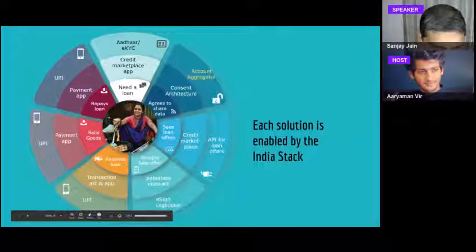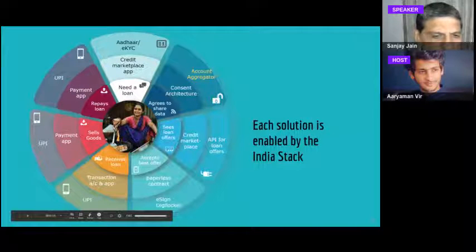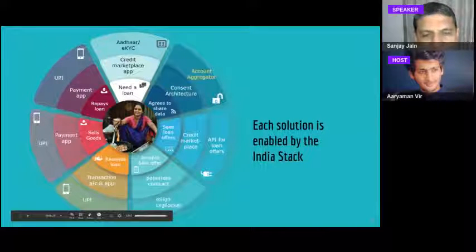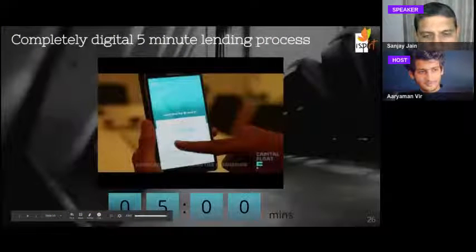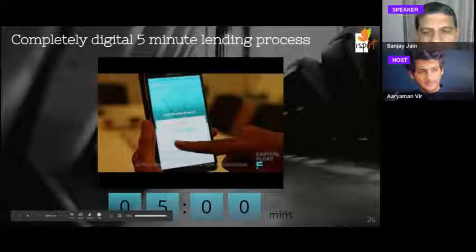And for the paperless contract, you need a digital signature mechanism, which is e-sign, and a way to store the document, which is the digital locker. And then, of course, UPI, which was already in the design process by then, would take care of the transactions. And so we said each solution component, except for the API for loan offers, is being enabled by the India Stack.